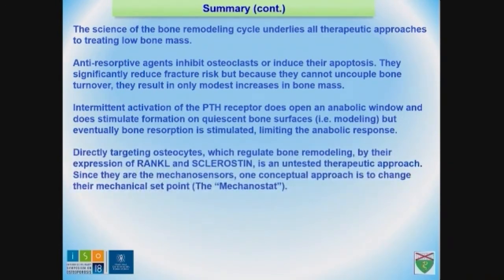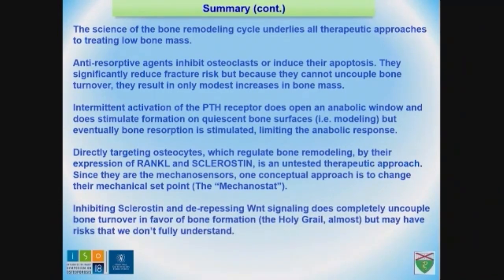Directly targeting osteocytes, which regulate bone remodeling by their expression of RANK ligand and sclerostin, is an untested therapeutic approach. Since they are the mechanosensors, one conceptual approach is to change the mechanical set point. So if we could figure out the chemical signals that set the osteocytes' mechanostat and somehow ratchet it back to 21, they would do the job for us. They would make your skeleton a 21-year-old skeleton for you. We aren't there yet. Inhibiting sclerostin, which is a product of osteocytes, and de-repressing Wnt signaling does completely uncouple bone turnover in favor of bone formation, the holy grail, almost, but may have risks we don't fully understand.